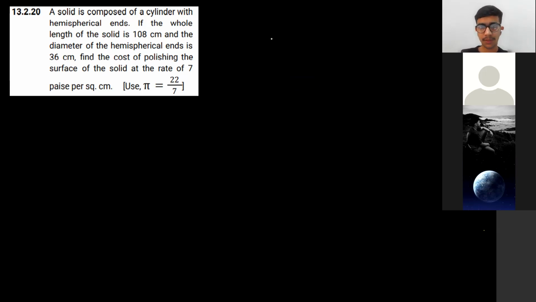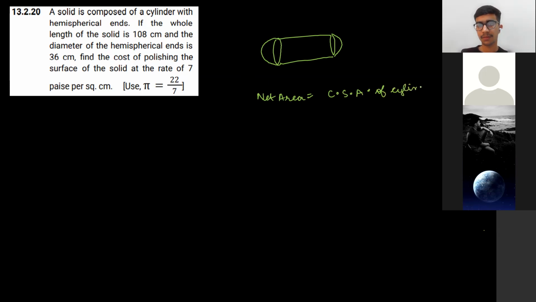So the figure would look something like this. This is the cylinder and 2 hemispherical things are over here. So net area will be equal to CSA of cylinder plus CSA of hemisphere into 2. Or rather, you can consider both of these as a sphere, if you combine both of those hemispheres.